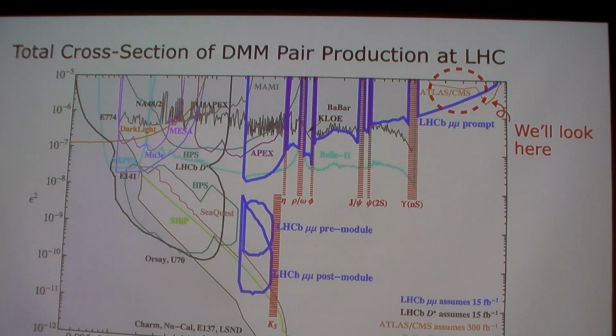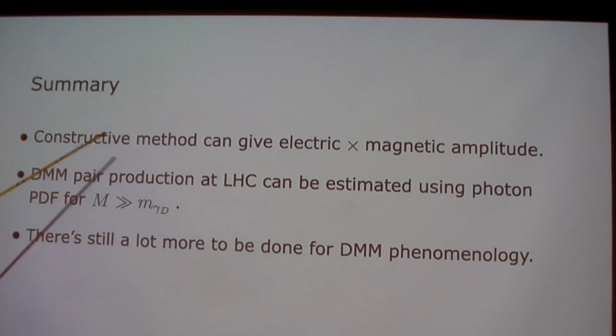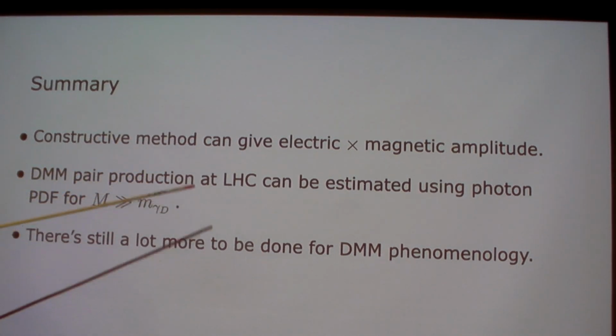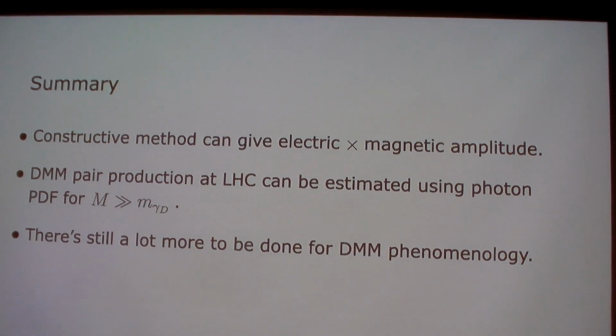Okay. So I'm done. We show that the conservative method can be applied to amplitudes with magnetic charge. We estimate the total cross section using photon PDF for some region, but there's still a lot to be done. That's at minus 2 for this heavy one, I think it's fine, but you probably cannot make it much bigger than that.